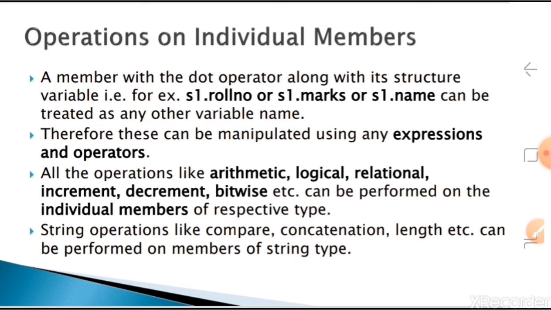Suppose I consider a roll number, which is of integer type. On an integer, all the operations I can perform, that is all 8 operations: arithmetic operation, logical operation, relational operation. Those all things I can perform on roll number. The same thing on the marks: whichever operations I can perform on float will work here.